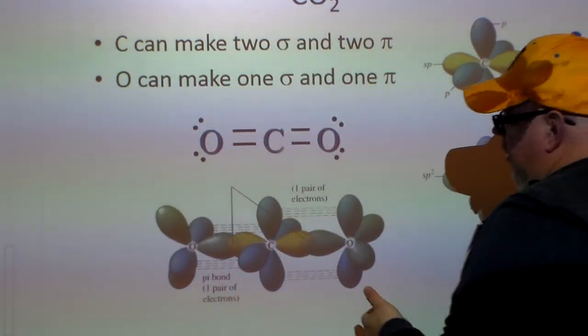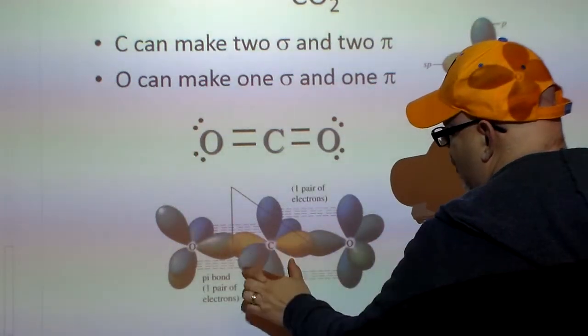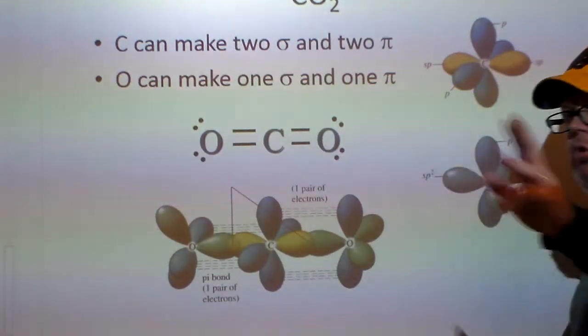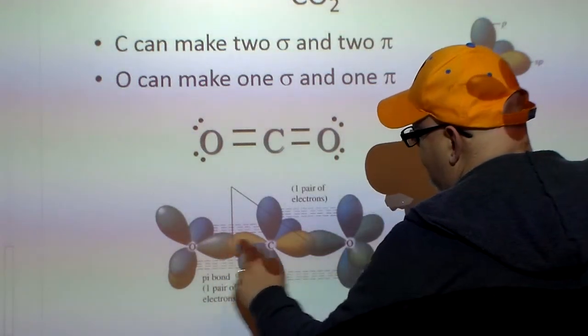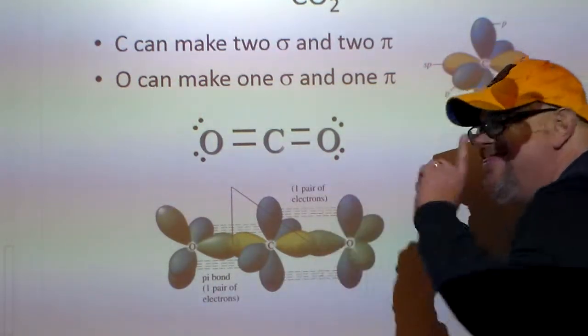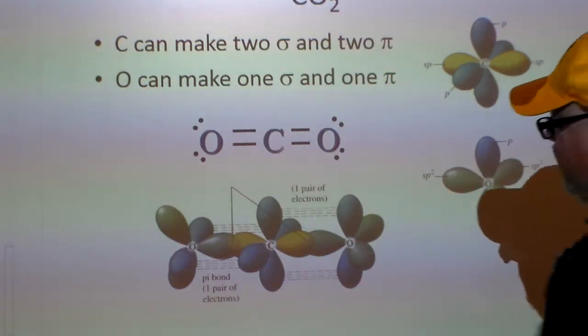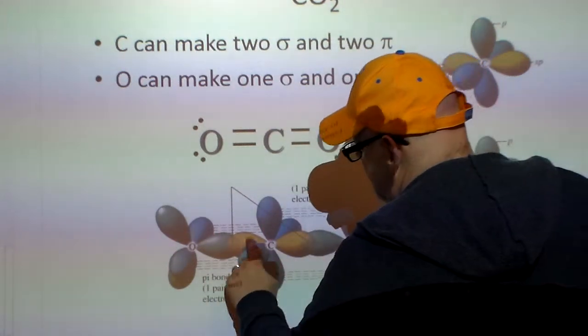So what is that going to look like? Well, here's our carbon. Carbon's going to be our central atom, which is very typical. Here you've got your one pair of electrons there. Those are your sigma bonds. Right here, these are your sigma bonds.